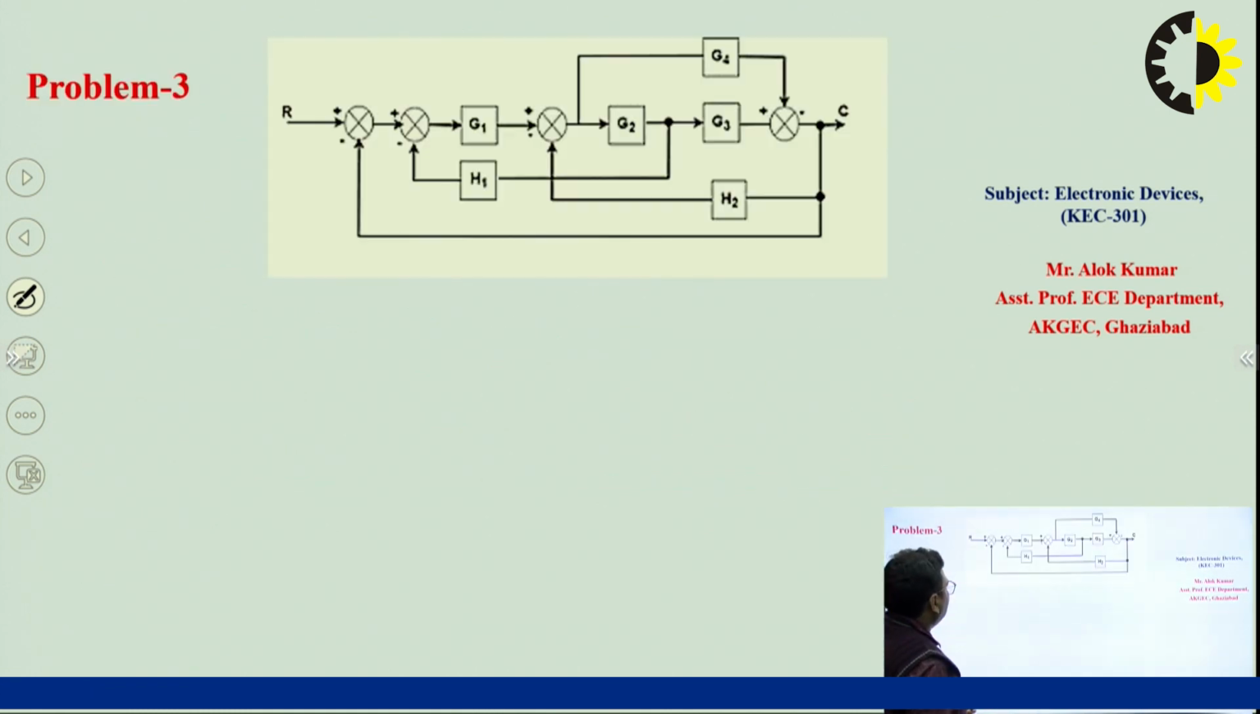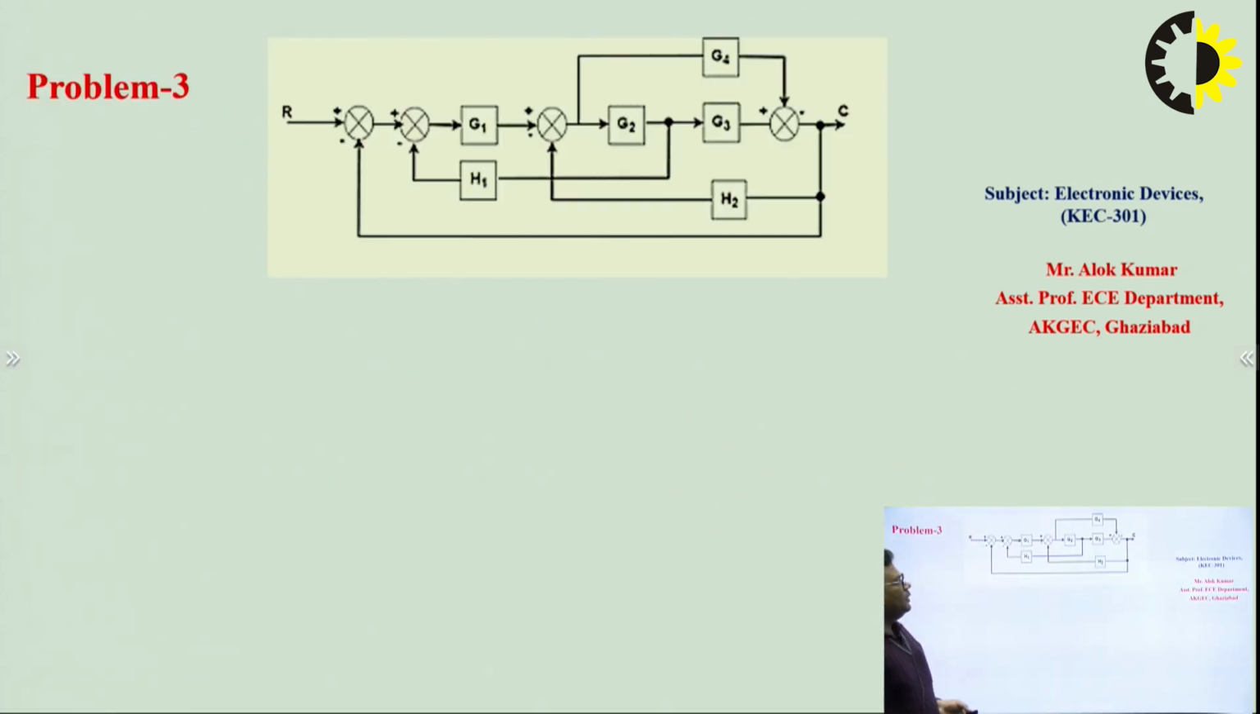Now come to the next problem. Coming to problem 3, in this problem a block diagram is given to us. First we will convert this block diagram into a signal flow graph, and then we will solve it. We will find the transfer function using the Mason gain formula.